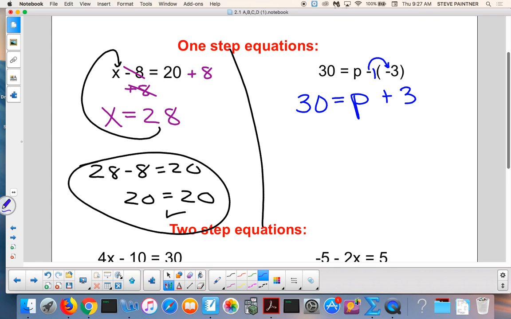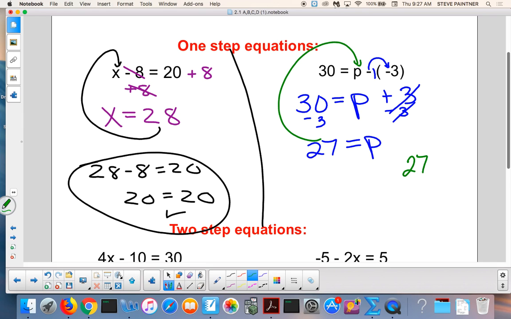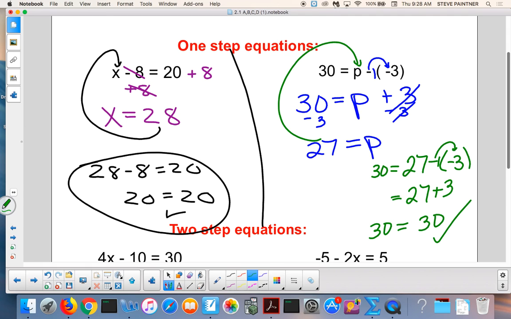Now solve it. Get P all by itself. How do you do that? Yeah, I get rid of plus 3 by minus 3. Add the opposite. Answer? 27. A quick check. Oh, check this thing. Okay, go like this. Put it in. 27 subtract negative 3. Does it equal 30? Well, if you run it through, guys, remember it's negative 1. You get 27 plus 3, don't you? Oh, look. It works, right?